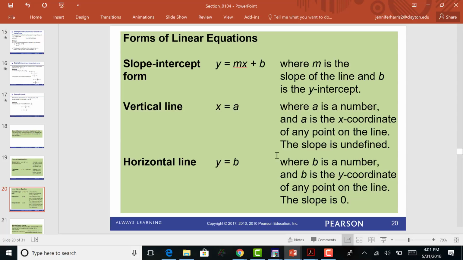What if I give you a point and I say, what's the equation of the vertical line? And here's my point, 2, 5. That's my point, and I say, what's the equation of the vertical line that passes through that point? X equals 2. That's it. Don't make it difficult.